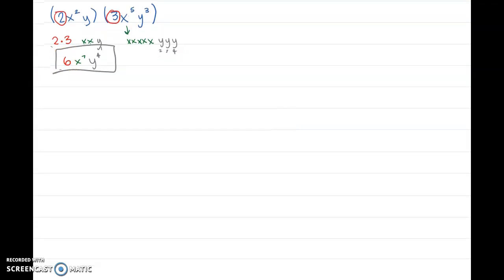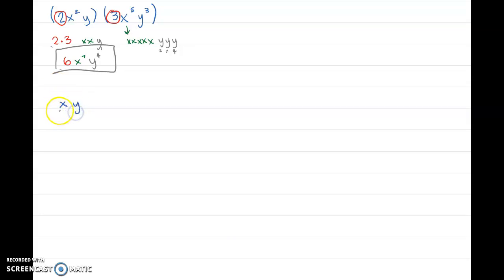Let's work on some more dividing, and then I will give you the rest of the time to work on your assignment. So if I have x's and y's and they're being divided, how about x squared y to the 5th over x y to the 7th.